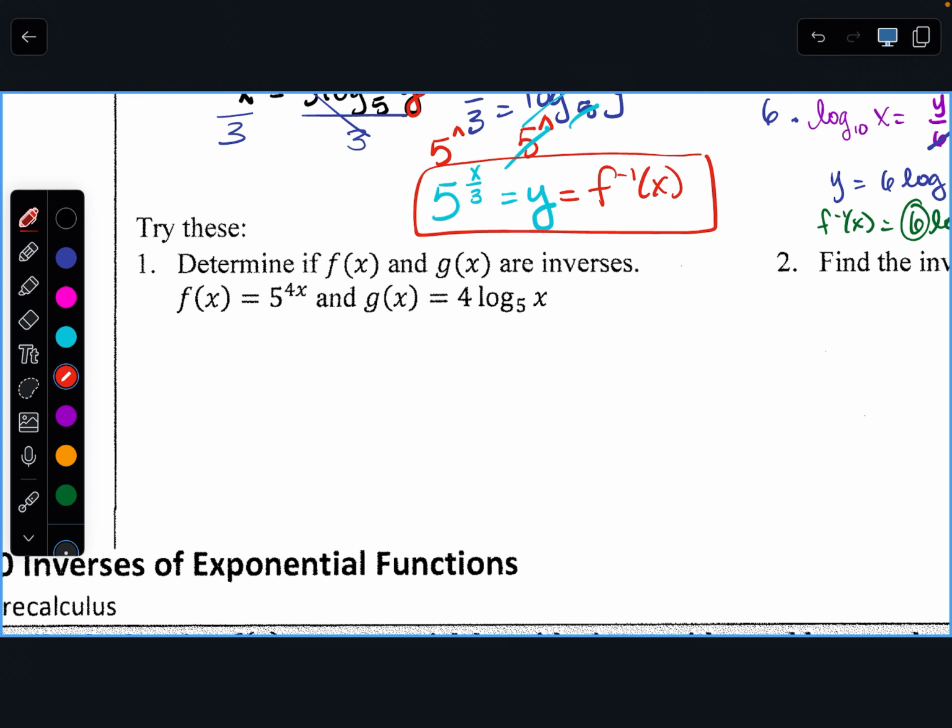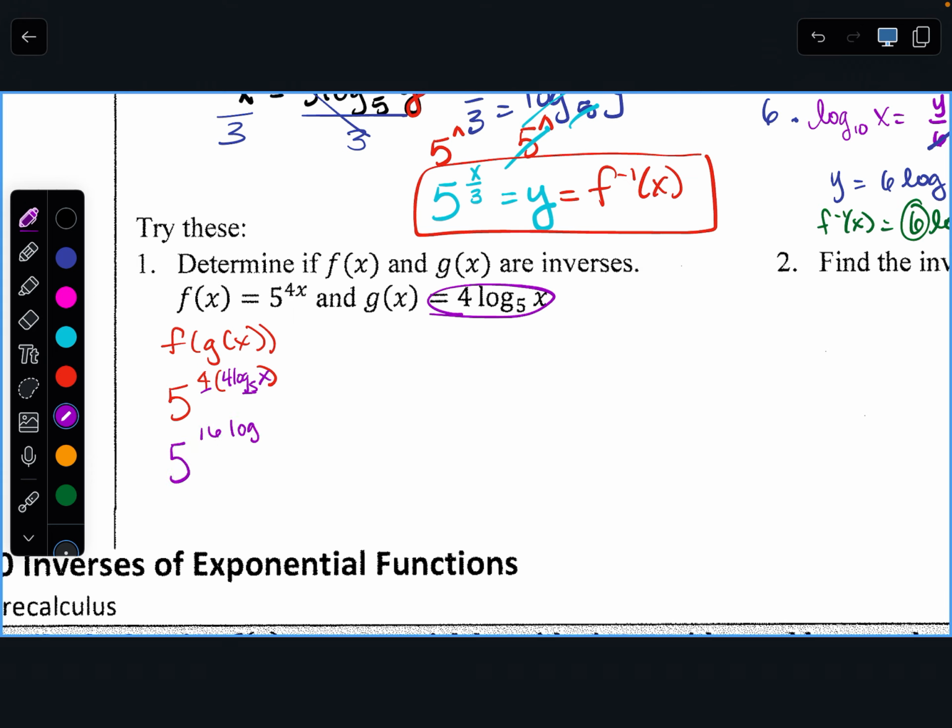Let's determine if these are inverses. So again, if they're inverses, let's find f of g of x first to see if it equals x. So f is 5 to the 4x, but instead of x, we're going to use g of x, which is 4 log base 5 of x. Here, unfortunately, the 4 and this log have different bases. So if I multiply this, this becomes 5 to the 16 log base 5 of x.